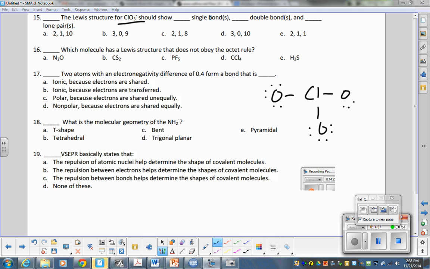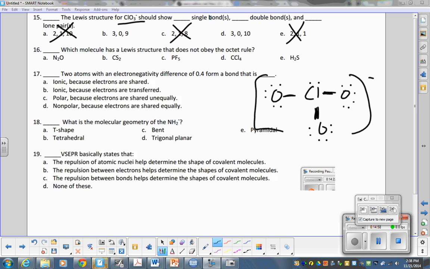They ask you how many single bonds there would be. You would have 1, 2, 3 single bonds. So that can't be an answer choice. That can't be an answer choice. That can't be an answer choice. How many double bonds would it be? It would be 0 double bonds. So that's a single, single, and single. So 0 double bonds. And then finally, how many lone pairs?